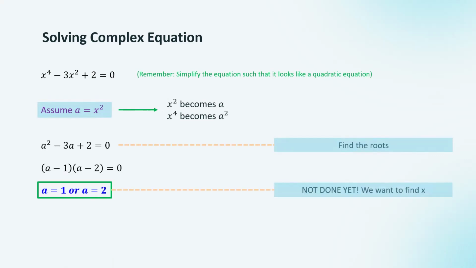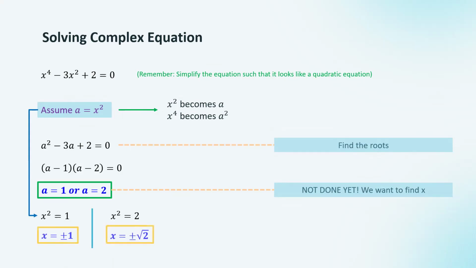Again, we need to find the x. We're not done yet. So we can try to use the assumption that we had before and we have x squared equals 1 or x squared equals 2. Since we are taking the square root of this, now we have a plus and a minus sign. So x can be plus minus 1 or plus minus square root of 2. And as you can see, there are a total of 4 solutions in this problem. On to the next example.